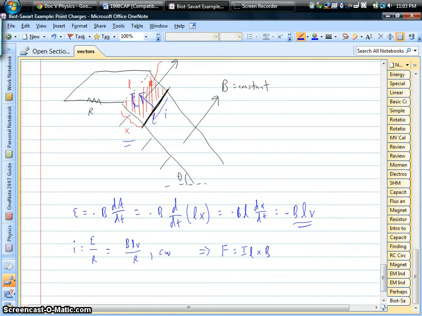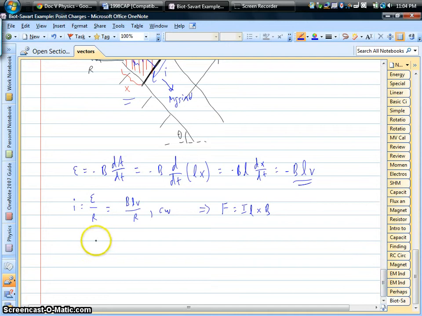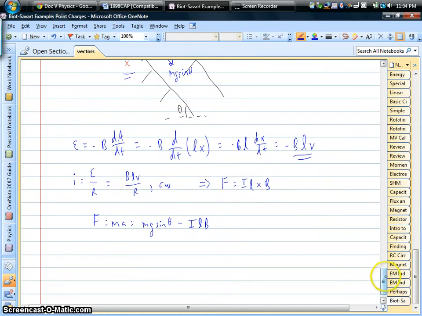Now in our force diagram, not only do we have this magnetic force going uphill, but we have downhill mg sine theta. We've got gravity. So if we look at Newton's second law on the bar, the acceleration is down the hill. So this mg sine theta is going to be a positive force. This magnetic force, I L cross B, is going uphill, trying to slow us down.